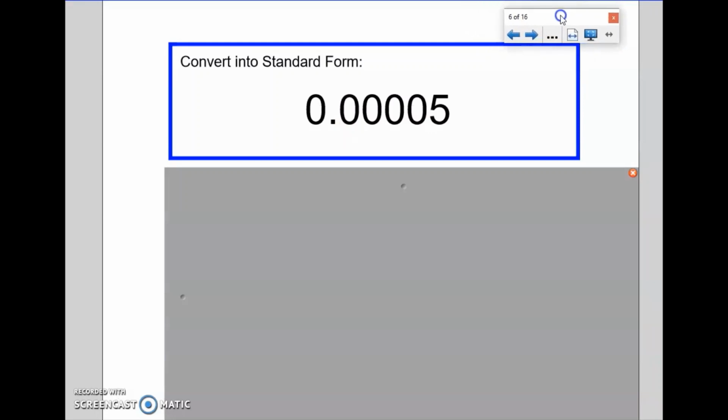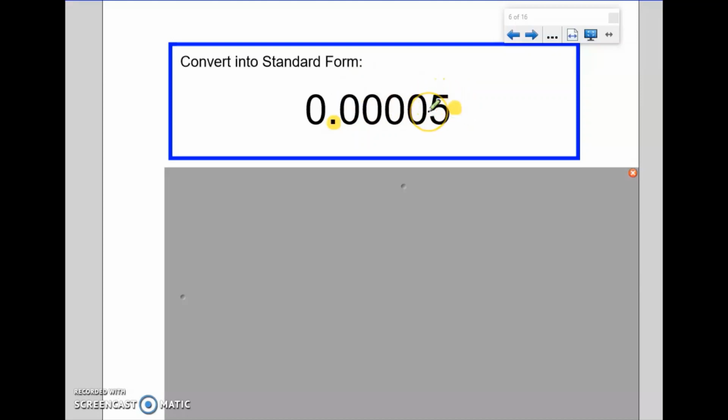Okay, let's try another small number. Again, you have the ability to pause the video at this point if you want to have a go at this question yourself. It's a small number, so I'm going to expect a negative index number in my standard form. Again, the decimal point is visible, so I'm just going to highlight it there, and I'm going to move it to make this number between 1 and less than 10. 1, 2, 3, 4, 5. I'm going to drop my decimal point there.